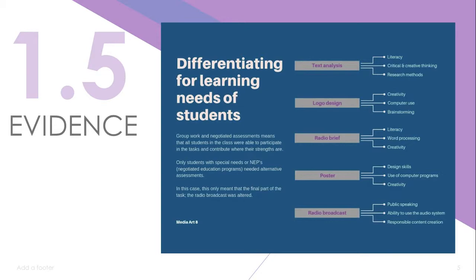Some students were able to complete the speaking part at the top where it says public speaking. They did that by being the host of the show. They were also able to use their radio equipment at the school independently, and they could create responsible content using the media literacy theories that we taught throughout class. Whereas the students that had NEPs, they may not have been able to host the show by talking live for the whole 20 minutes. So instead we decided that they could create a radio DJ set.